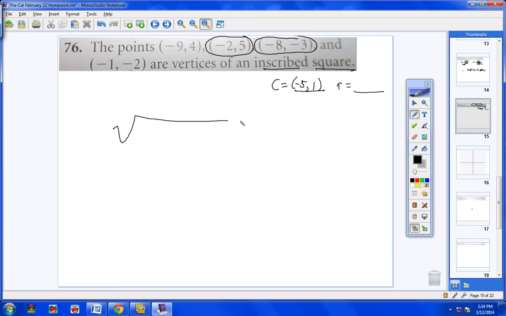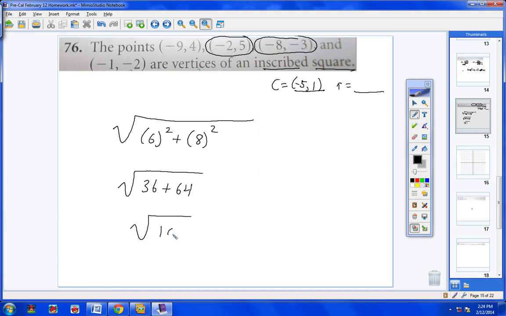So the distance is x minus x: -2 minus a -8 would be 6 squared, plus 5 minus a -3 would be 8 squared. So I would then end up with 36 plus 64, which would give me the square root of 100, which would then give me 10. Now that 10 is not my radius, remember? That 10 is my diameter. So I cut that in half, and my radius will be 5.